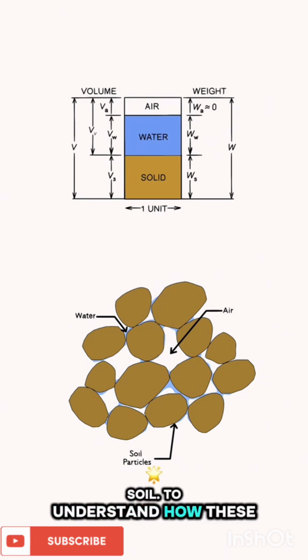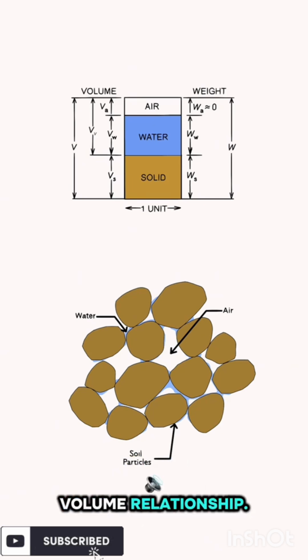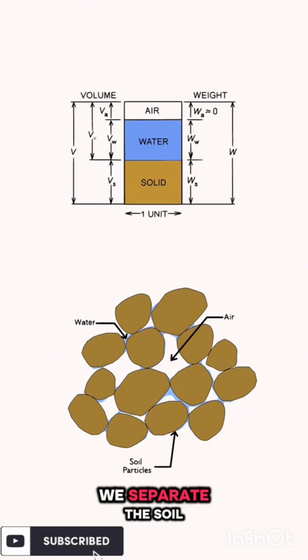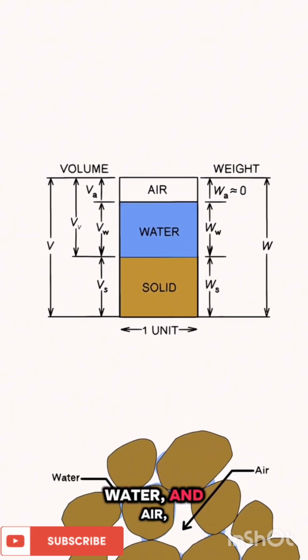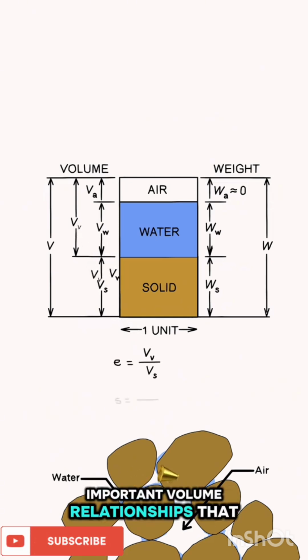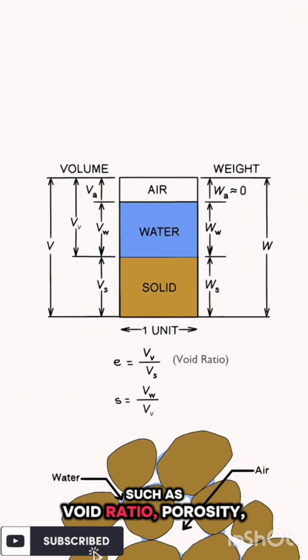To understand how these phases interact, engineers use the weight-volume relationship. To develop this relationship, we separate the soil into its three components: solids, water, and air, just like in the diagram on this slide. From there, we define a few important volume relationships that describe the soil structure, such as void ratio, porosity, and degree of saturation.